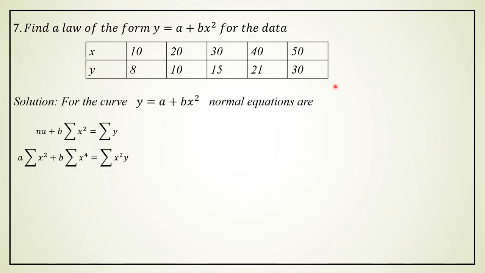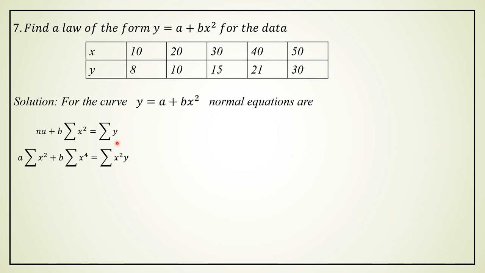So solution, first we will find the normal equations of the given curve. Observe the curve, you have y is equal to a into 1 plus b into x squared. Therefore, multiply 1 throughout and take the summation to obtain the first normal equation. The first normal equation is n into a plus b into summation x squared, that is equal to summation y.